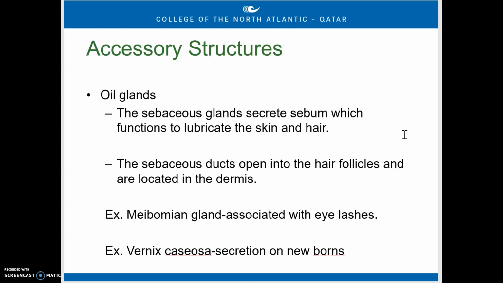So we've got these sebaceous glands, and they're named differently depending on where in the body we find them. We can have these meibomian glands, and these are associated with the eyelashes. And then we can also have the vernix caseosa secretion, which is produced by glands that we find on newborns. So they're accessory structures, a type of gland that secretes an oil, but depending on where we find them, we can call them different things. For the most part, on most regular skin, we just call them sebaceous glands.